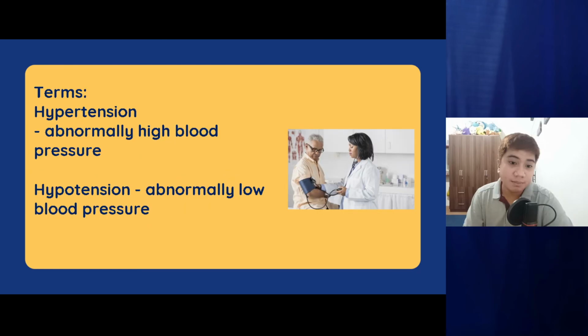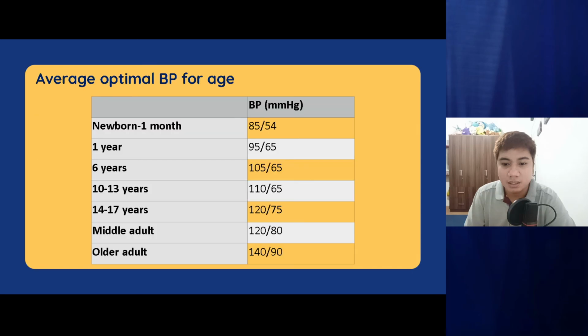So we have two terminologies for BP: hypertension and hypotension. If the BP is high, it is hypertension. If low, we have hypotension. And usually, class, the blood pressure varies, and so does the normal range. As you can see in the diagram, for a newborn, the normal BP is 85/54.